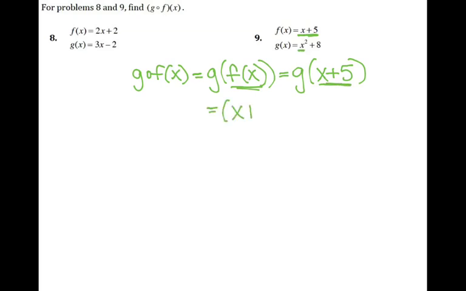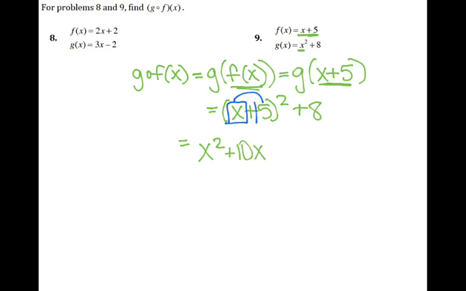So I have x plus 5 squared plus 8. Now x plus 5 squared, you have to actually multiply it out. It's x plus 5 times another x plus 5. Or I always like to do the square, double, square trick. I'm going to square my first term. I'm going to multiply these two and double it. So x times 5 is 5x. Double it gives me 10x.